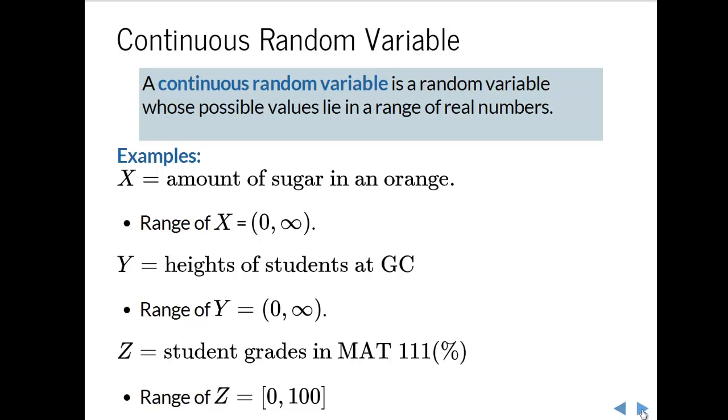If we were dealing with a random variable that was defined to be the student percentage grades in Math 111, the range would be the closed interval from 0 to 100, 0% to 100%. Very simply put, a continuous random variable can take on whole number values as well as decimal or fractional parts.